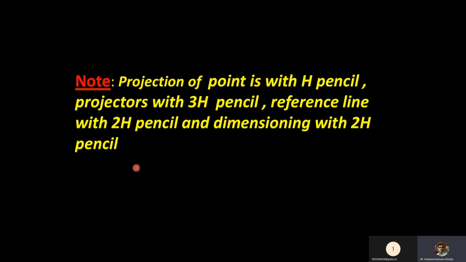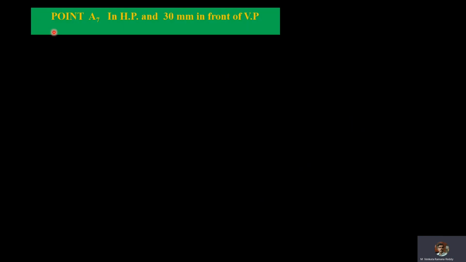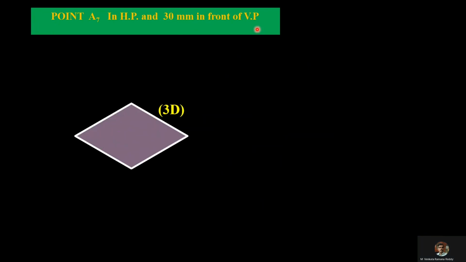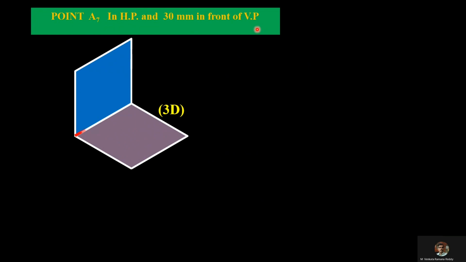Now we'll move towards the next case. Point A7 is in HP and 30 mm in front of VP. That is, the point is on HP. Now we'll see the front view. Distance of the point from the horizontal plane is 0. That's why its image falls onto the XY line. Say A7 dash.